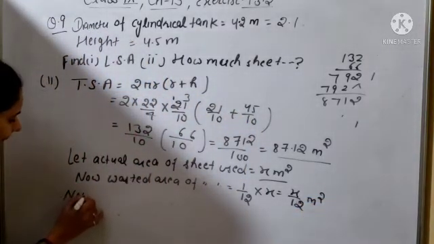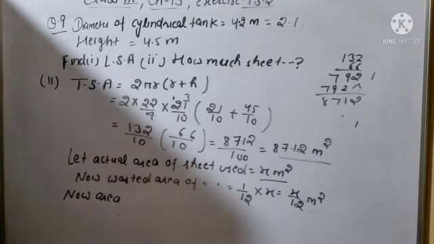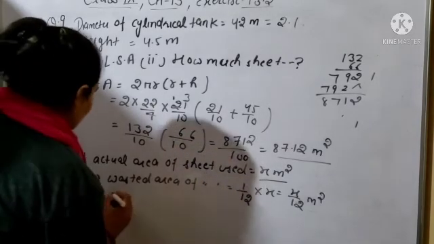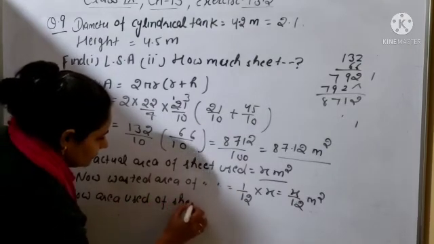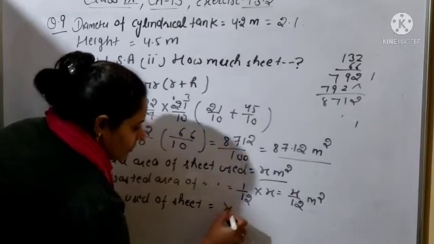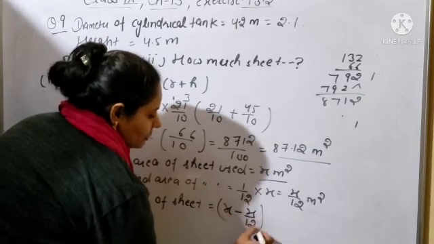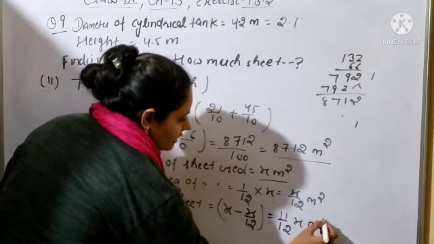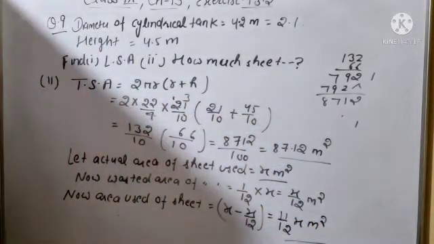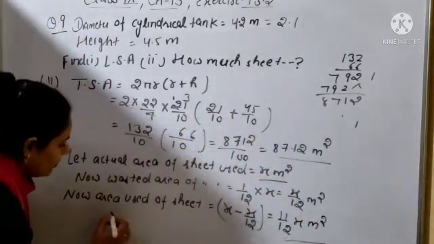Now the area which is not wasted, you can say that is the actual area, the used area. Now the area used of sheet will be x, the total area, minus the wasted area, so x minus x by 12. It will be 12 minus 1, so 11 by 12 x meter square. So how much area is used? 11 by 12 x meter square. And what is the total area? 87.12. Now put the values.